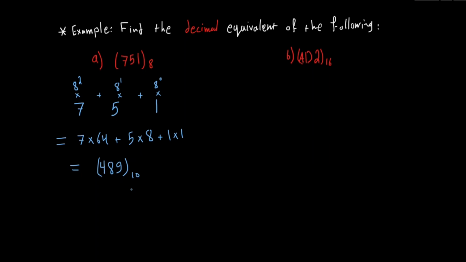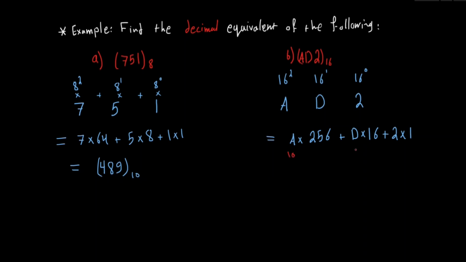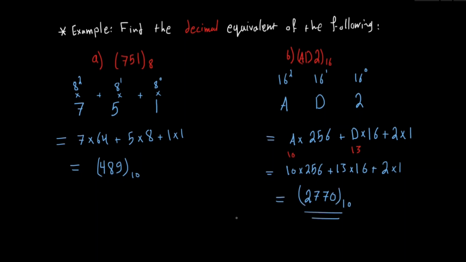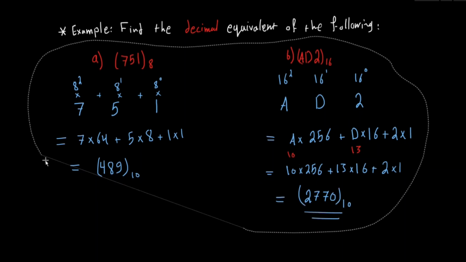And now the second number, AD2 in hexadecimal. We lay the digits out, AD2, and then 16 to the power 0, 16 to the first, 16 to the second, and that equals A times 256 plus D times 16 plus 2 times 1. And remember that A is equivalent to 10 and D is equivalent to 13. So we have 10 times 256 plus 13 times 16 plus 2 times 1, and that equals 2,770 in decimal. I'll leave you extra numbers to convert to decimal.